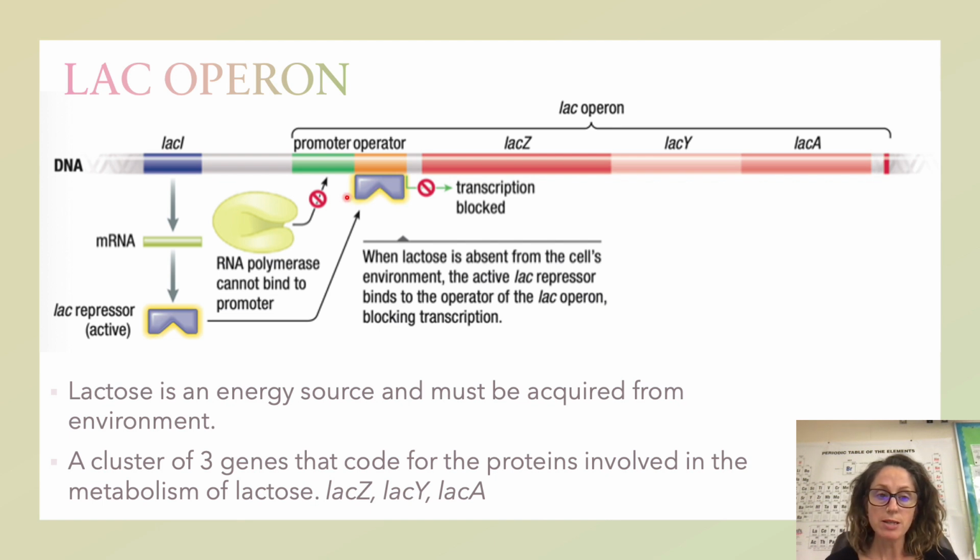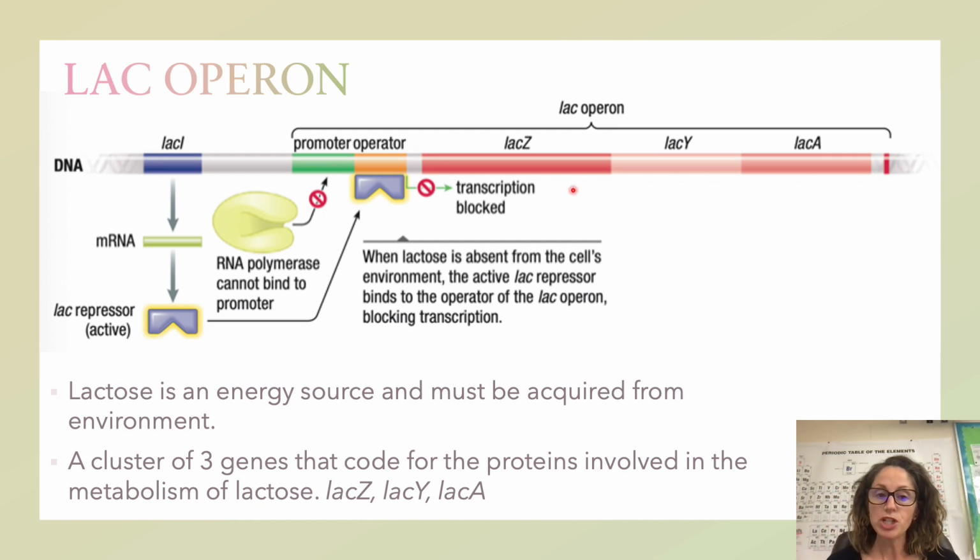So if there is this repressor sitting on this special sequence called an operator, then the RNA polymerase cannot bind. So that's where the stop sign is. Then we see the stop sign again saying transcription is blocked. So when this repressor is attached to the operator, then the RNA polymerase can't bind to the promoter and transcribe the set of genes. Now, let's just look at the genes that would be transcribed if they could.